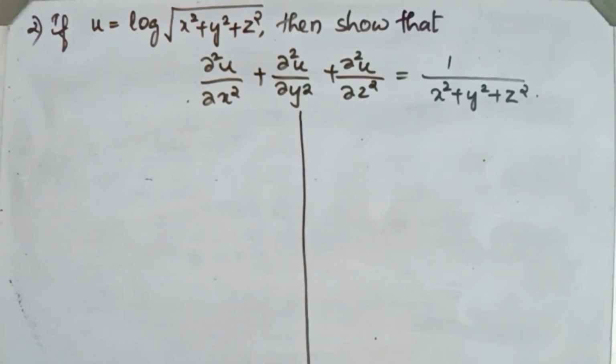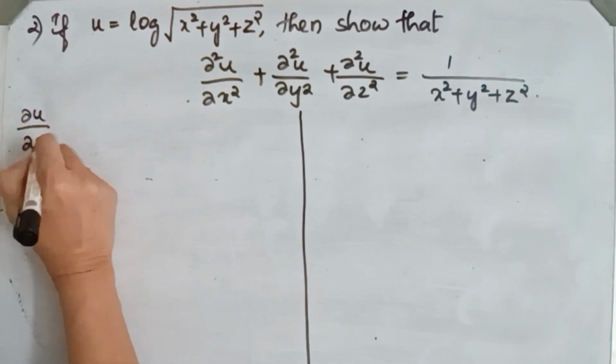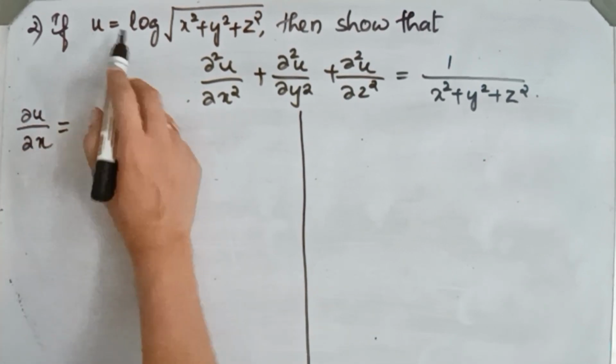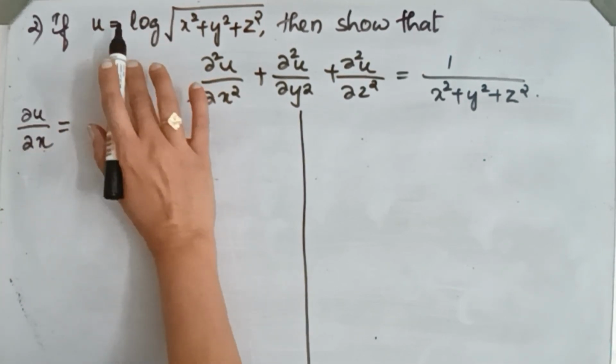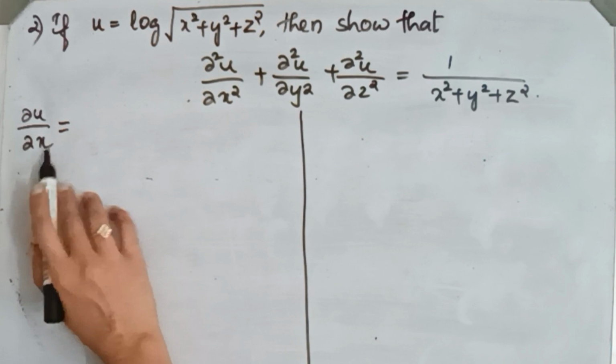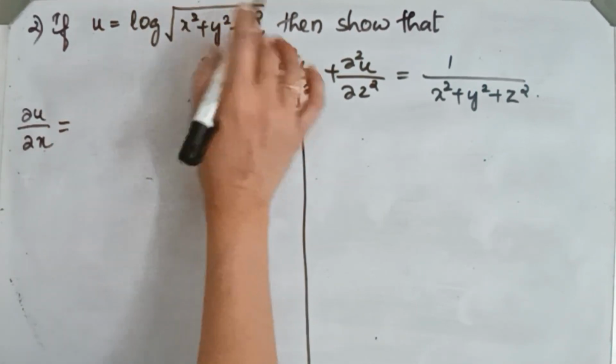So I will first find ∂u/∂x. ∂u/∂x is equal to differentiating u with respect to x partially. When you are differentiating the given function with respect to x partially, keep y and z as constant. So what is the derivative of log of any function?